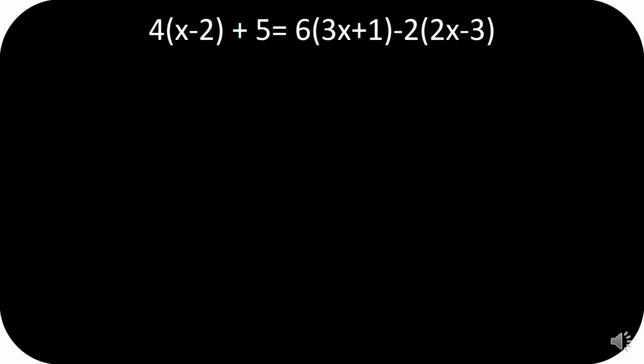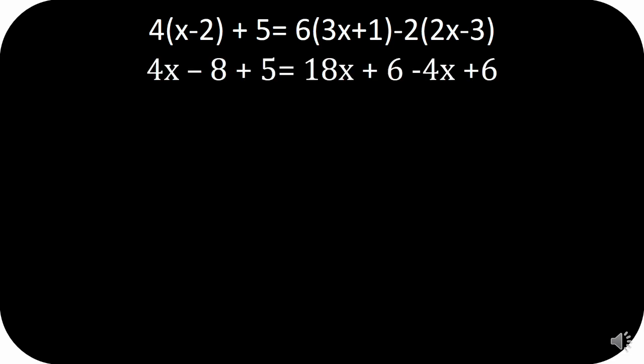If I open the bracket, I will get 4 times x, that is 4x, minus 4 times 2, that is minus 8, plus 5, is equal to 6 times 3x, that is 18x, plus 6 times 1, that is 6, minus 2 times 2x, that is minus 4x. Then minus 2 times minus 3. Minus times minus gives us plus. 2 times 3 is 6, that is plus 6. So this expression can now be further simplified to 4x minus 3 is equal to 14x plus 12.